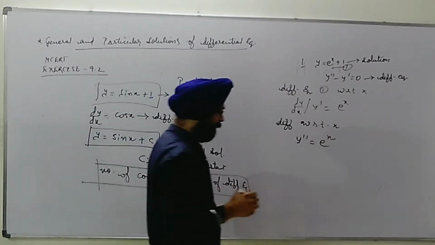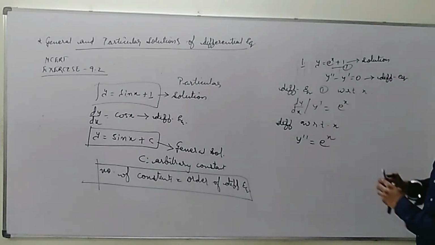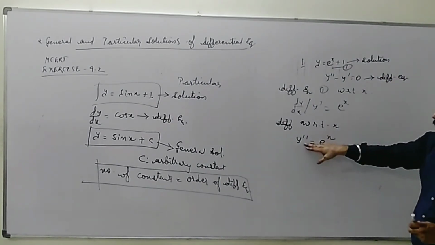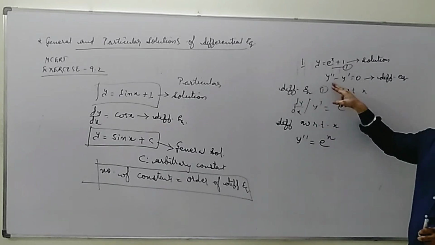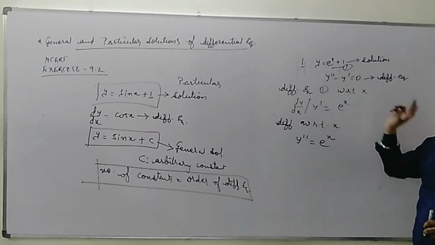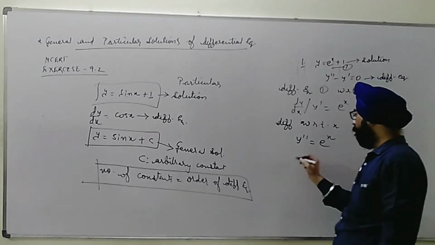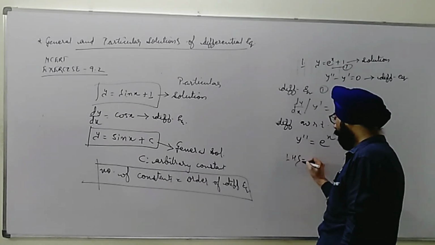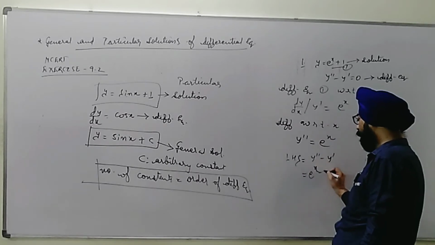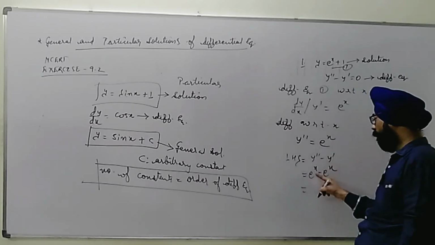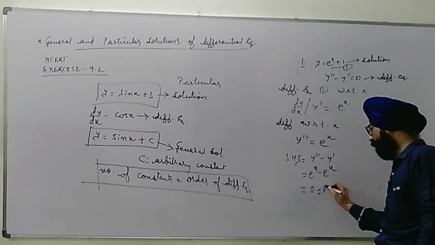The simple method of solving such questions is to put the values of y dash and y double dash in the left hand side and just check whether we are getting the RHS. If I put in LHS, we get y double dash minus y dash. Both values are e raised to the power x, so that's why we get 0, which is the RHS.